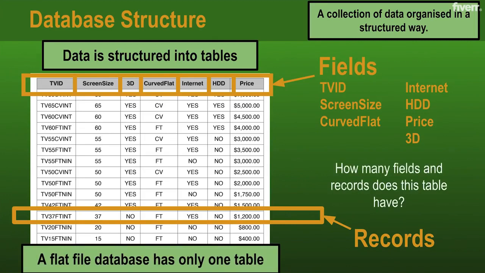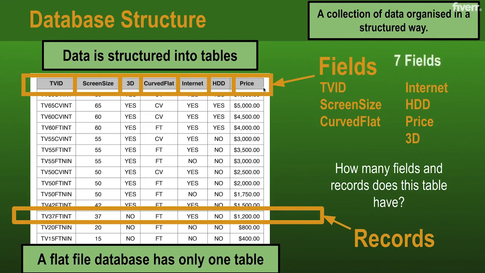Now in your exam, you're going to be dealing with what we call a flat file database. That means it only has one table. That's all you'll have in your exam, one table. So, do you have the answer now for me? How many fields? You just count the number of categories at the top as the number of fields. There are 7.